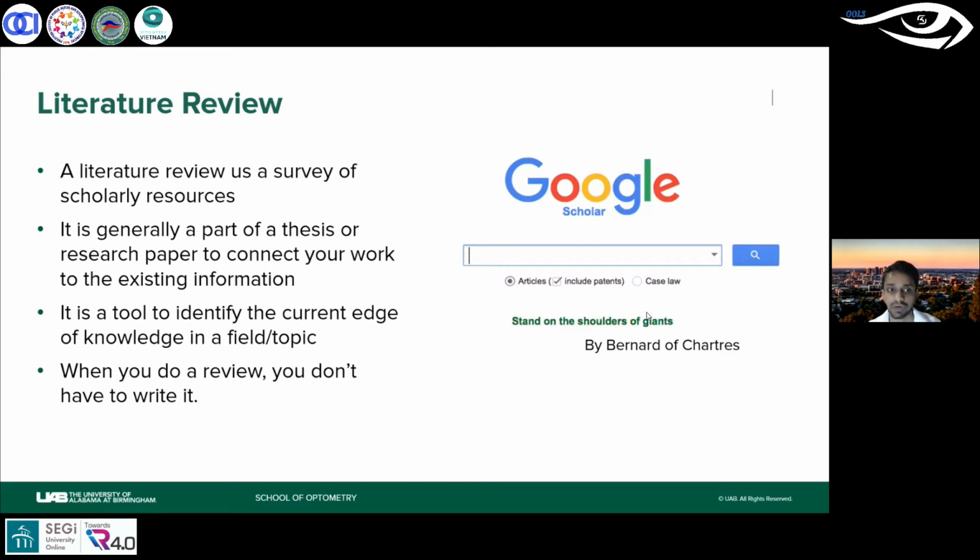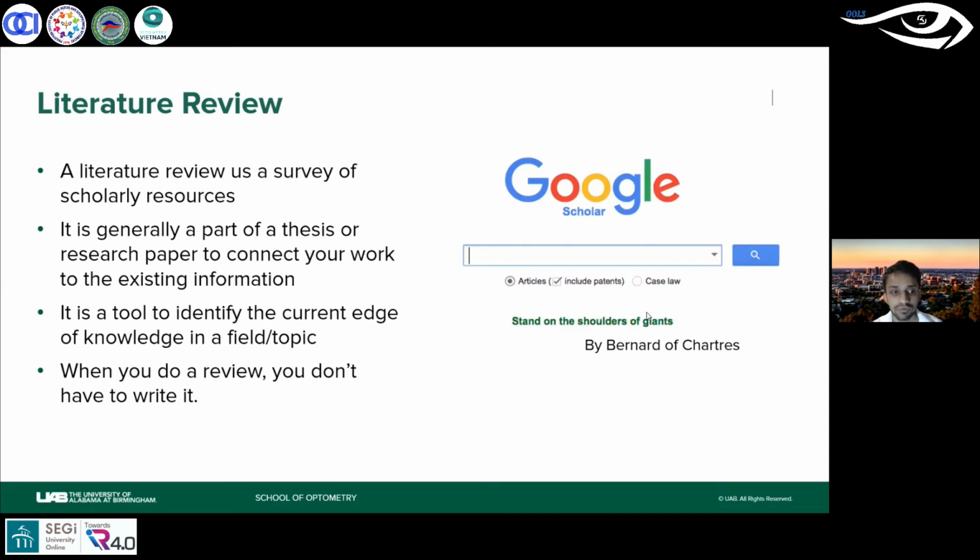It is generally a part of the thesis, if you're writing a final thesis or research paper, to connect your work to the existing information. This is how you say, okay, this is what was known. We had this question which was uncertain or new, or even though it was known, we weren't sure of the conclusions, and that's why we did this research. It is a tool to identify the current edge of knowledge in the field or topic. We've spoken a lot about this at this point.